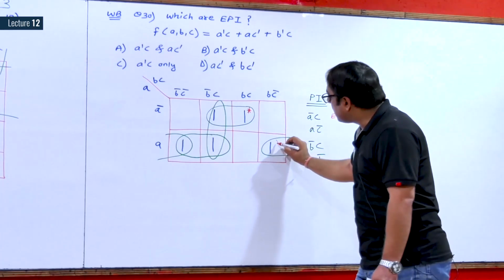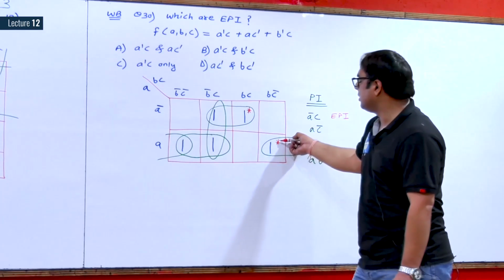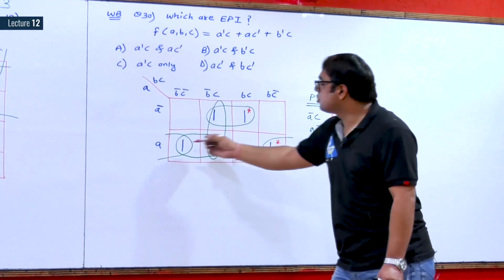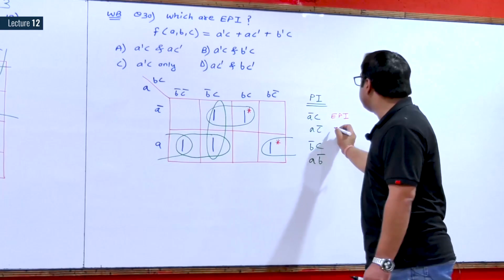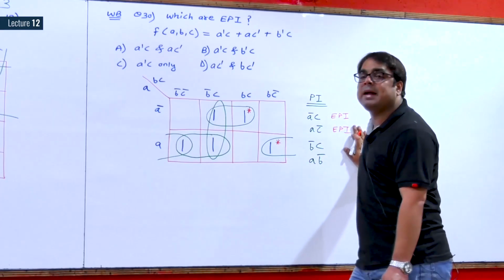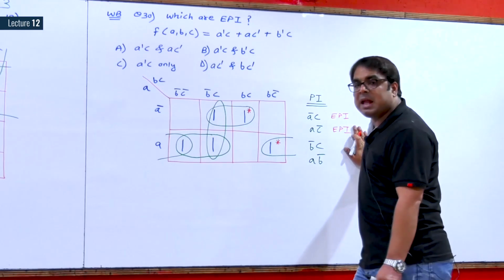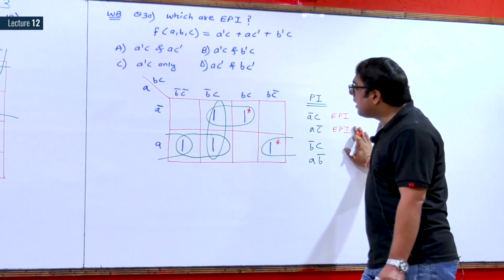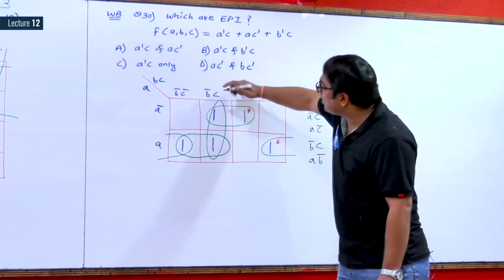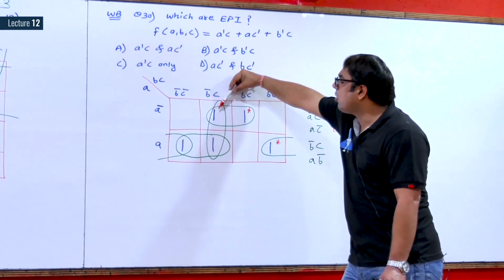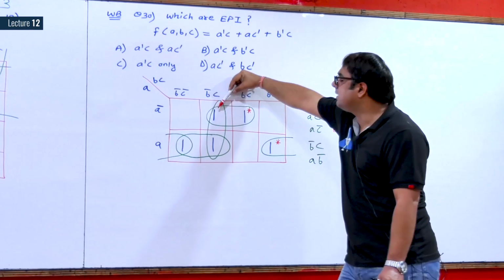This minterm again has only one option. So A dot C complement is essential. Now, this minterm will not give me an essential prime implicant because it is coming in two different pairs.